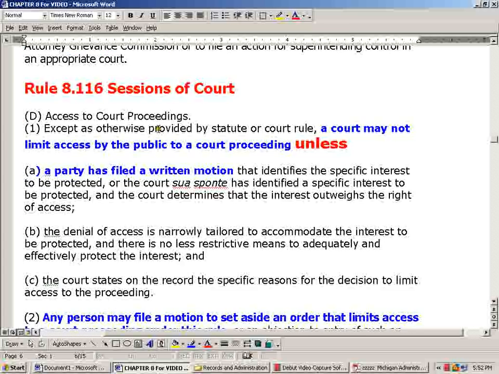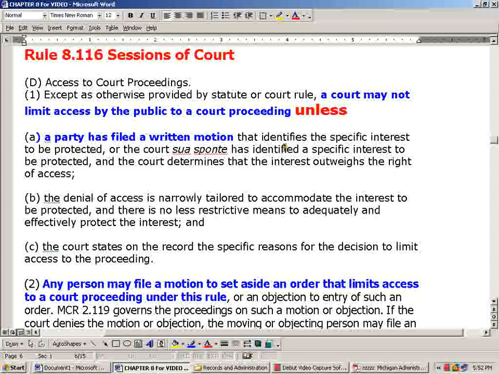Sessions of court. Except as otherwise provided by statute, a court may not limit access by the public to court proceedings unless a party has filed a written motion. And again, if you're not an attorney of record or filed your appearance into a court case, you're not going to know that these motions have happened. So the other side can file a motion to say, hey, we want to keep you out of court. We want to shut the doors. And if it's not a controversy, right, then boom, they can do it.